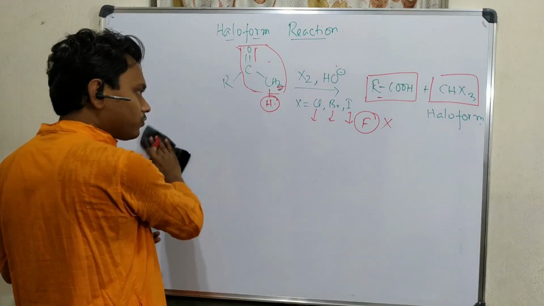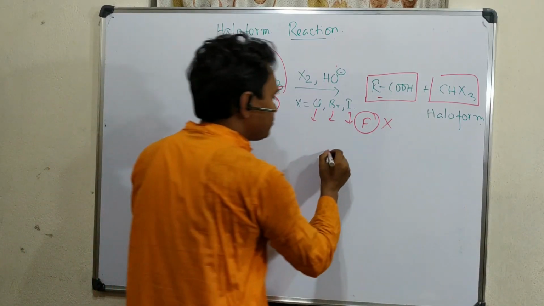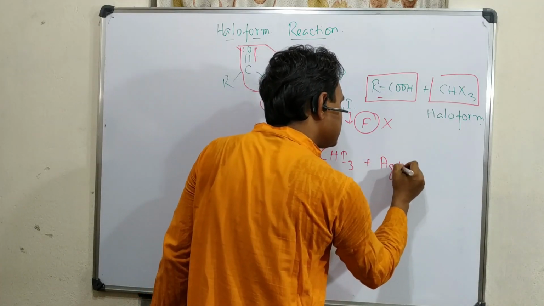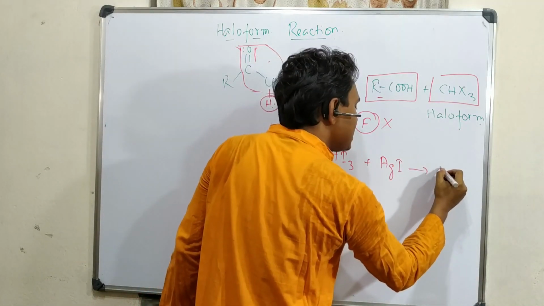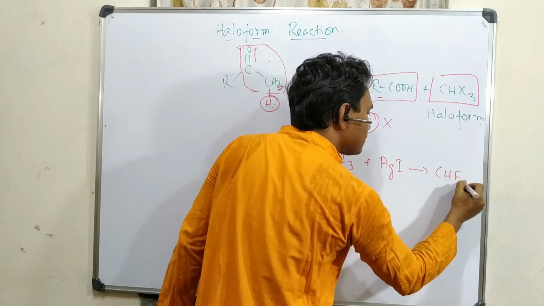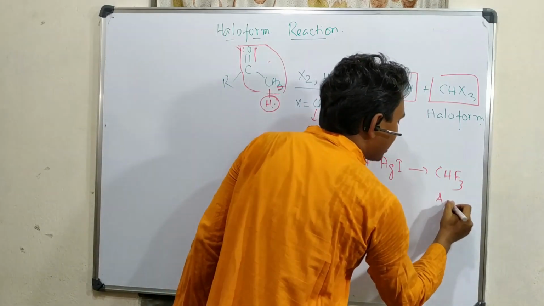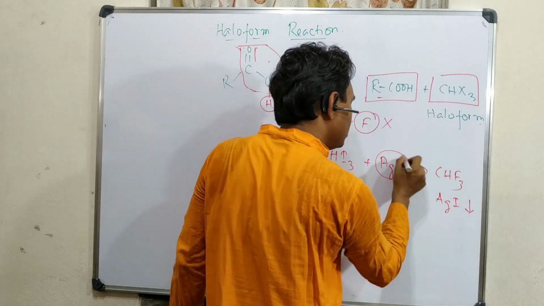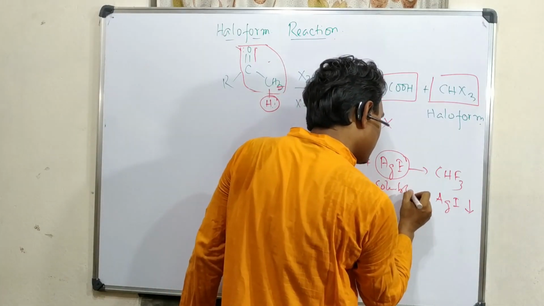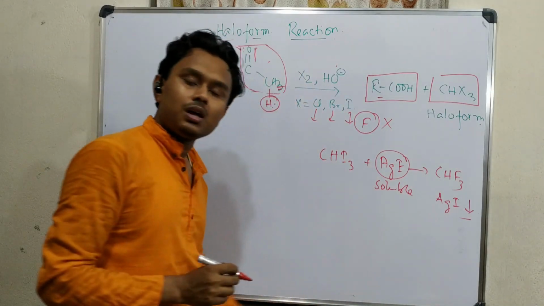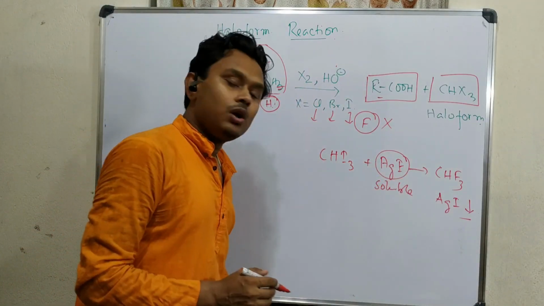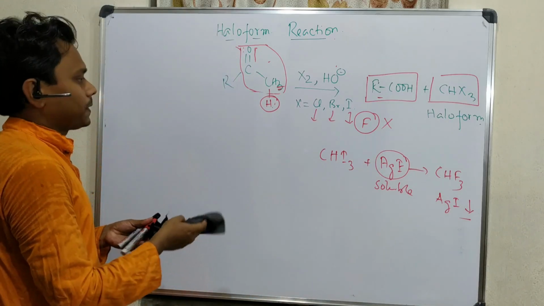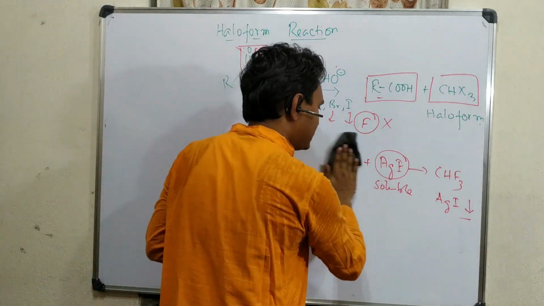But how to prepare fluoroform? If you really want to prepare fluoroform, then the reaction is iodoform plus silver fluoride. It produces CHF3, meaning fluoroform, and silver iodide, because silver iodide precipitates out, but silver fluoride is soluble. This is soluble in water, but this is insoluble. So in this way, fluoroform could be prepared. Traditionally, it is not possible to prepare. Okay. So we have explained the mechanistic part.